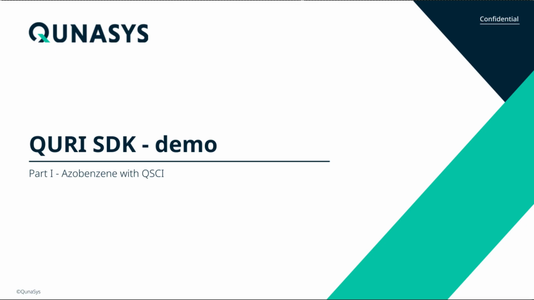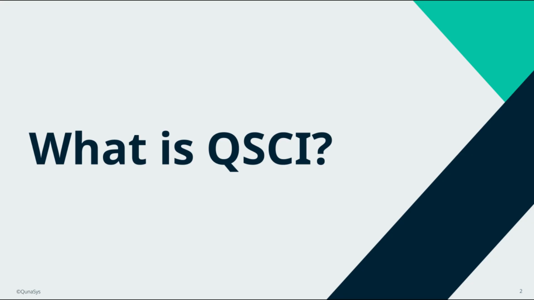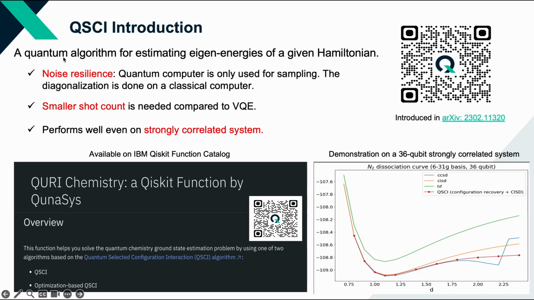In this video, I'm going to explain how to use the QURI SDK to execute the QSCI algorithm. So first, let me give you a brief introduction on what the QSCI algorithm is. The QSCI algorithm is a quantum algorithm for you to estimate the eigenenergies of a given Hamiltonian. Most of the time, it is used to estimate the eigenenergies of a molecular Hamiltonian. You can scan the QR code here to get access to its original paper.